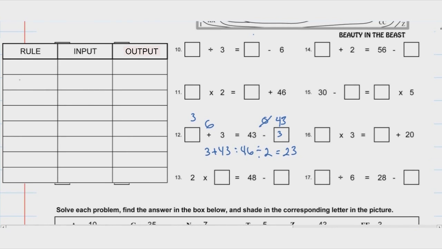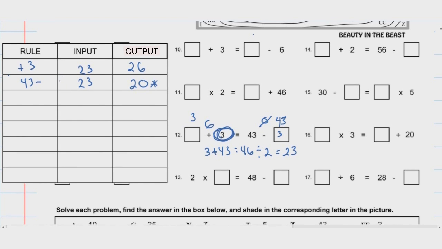So I'm going to come over here into my input-output chart. Our rule is plus 3 and 43 minus. I'm going to put 23 there, 23 there. 23 plus 3 is 26. And 43 minus 23 is 20, which tells me our number is too big because this guy right here is too small. And again, I'm thinking about what we did before, and I'm thinking maybe we should be subtracting 3.